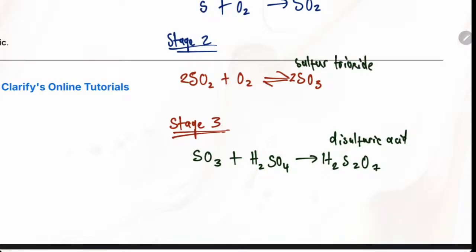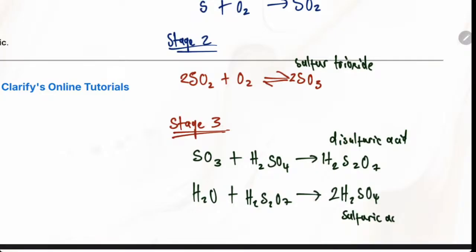Then the last one, water should meet the disulfuric acid, H2S2O7, and form a lot of sulfuric acid, double the amount. So this is your sulfuric acid. You have to know this. Okay? By the way, disulfuric acid, sometimes you meet them calling it oleum in your books. So you should just have this. These are the stages of sulfuric acid.